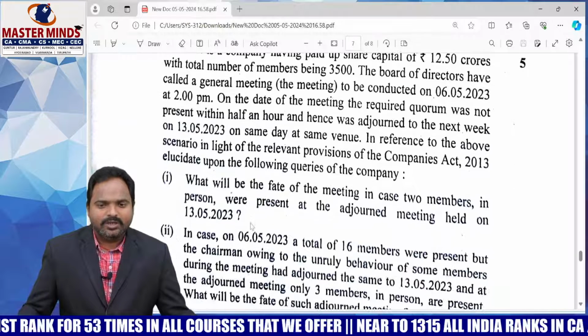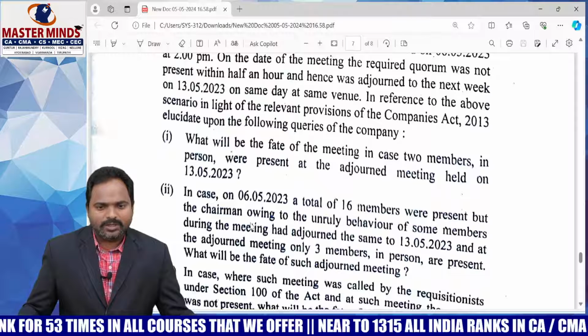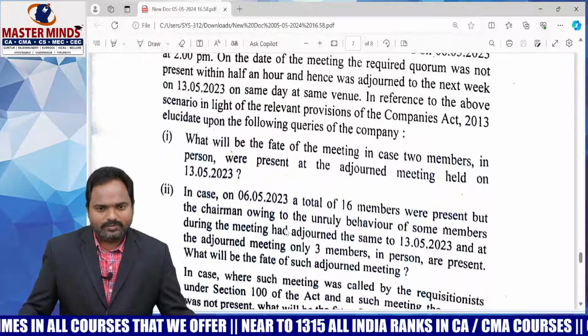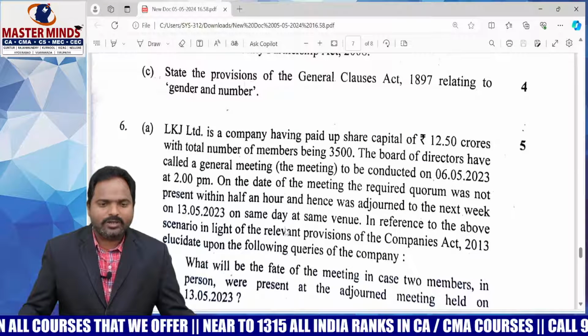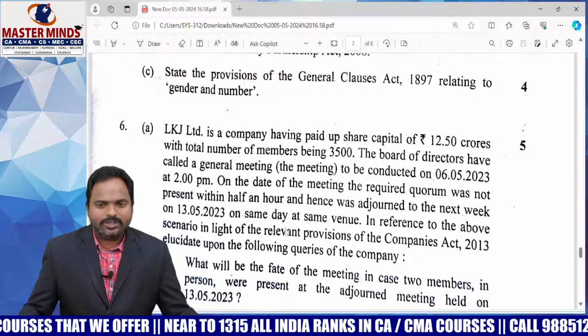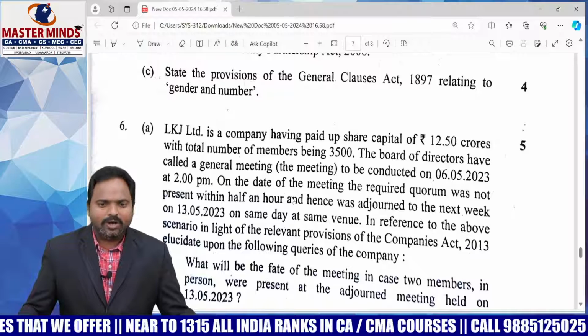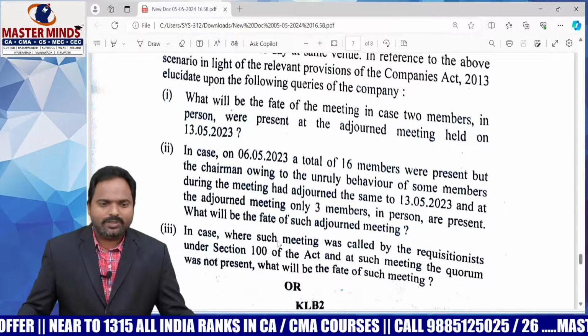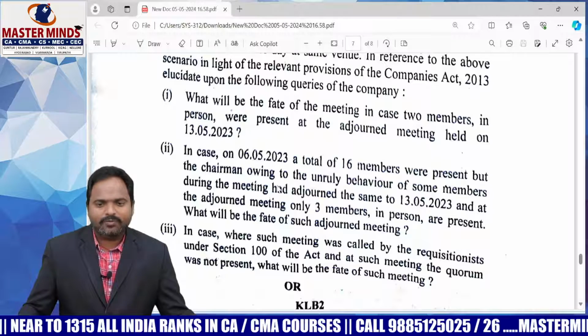And question number 6A is again related to the General Clauses Act. That is again related to quorum only. So, it is related to quorum: what is a quorum, and because of what reason the meeting is urgent, and in case of an EGM requested by the members, what will happen if quorum is not present.